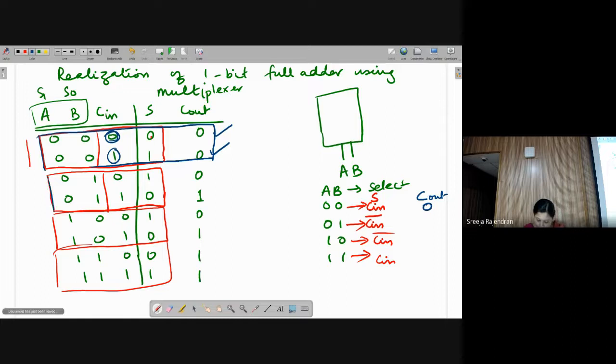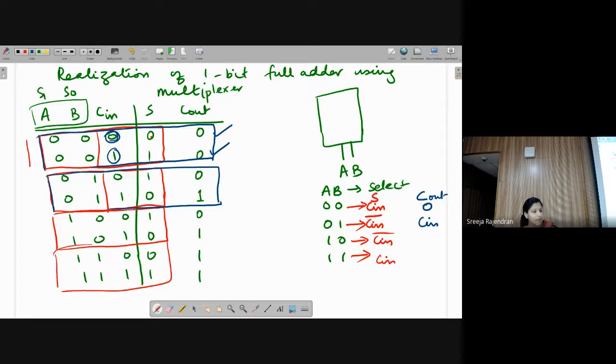Next case, what happens? What is the condition here? C in is 0, C out is 0. C in is 1, C out is 1. So this becomes C in. Okay, when 0, 1 is a combination, it becomes C in. This way you will have to write, because we can give you any kind of function and tell you to try to implement it using mux.